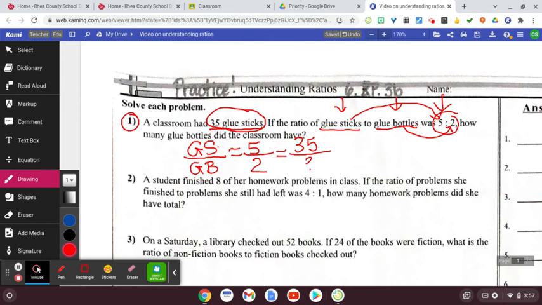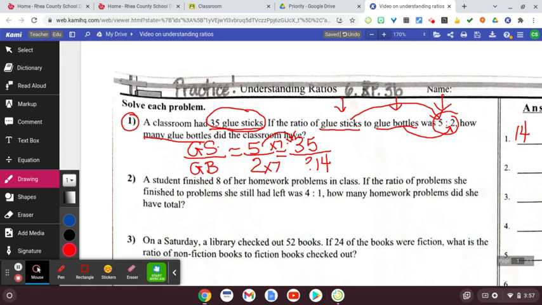Many of you guys probably recognize at this point that there is a pattern: we went from 5 to 35 by multiplying by 7. So whatever I did on my top number to find an equivalent ratio, I have to also multiply the bottom by 7. This gives me 14. The question is asking how many glue bottles the classroom had, so my answer is 14 glue bottles. Not too hard. This is the easiest one that you're going to encounter.